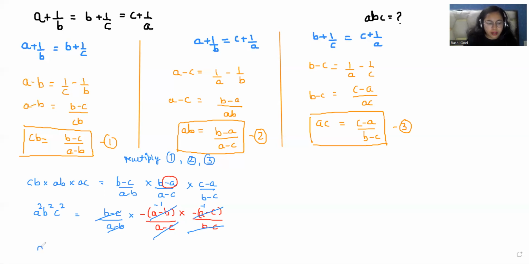On the left side, I can write it as (abc) whole squared is equal to minus 1 times minus 1. So (abc) squared is equal to 1, here the square goes to the other side as a square root, that is root 1. So I have two values of abc, that is plus 1 and minus 1. That's how you can solve it. I hope it's clear.